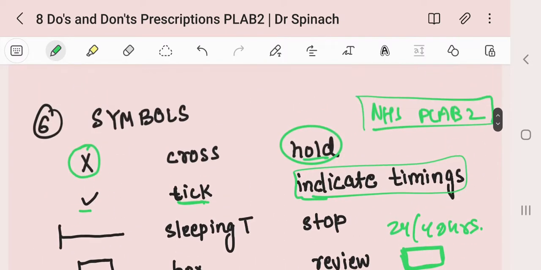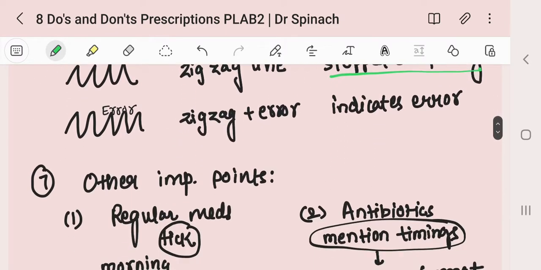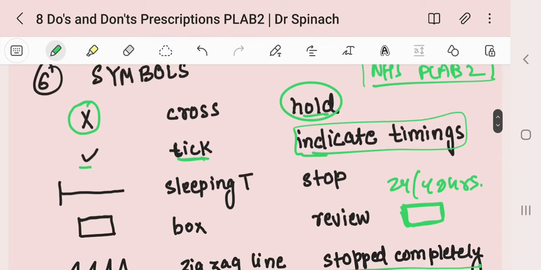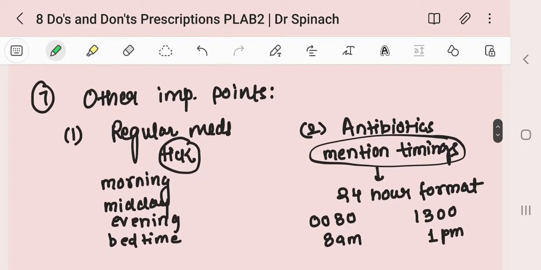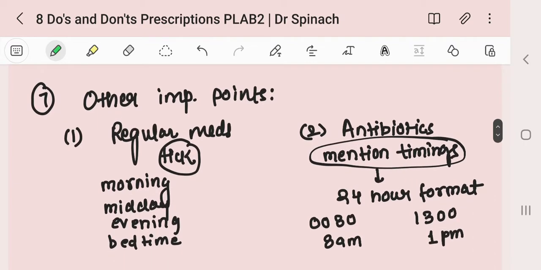Now, so we've reached the sixth do's and don'ts. Now, the sixth is the symbol ones, which is the most confusing one for everyone. So that's what I've covered here. Now, the next one is these are other miscellaneous, very important points to remember.